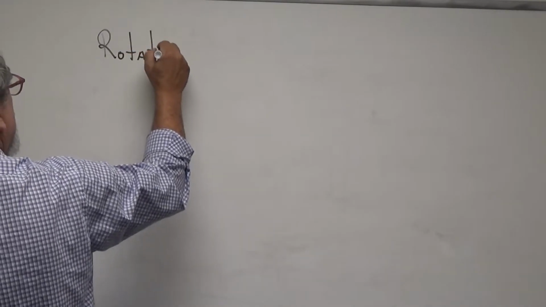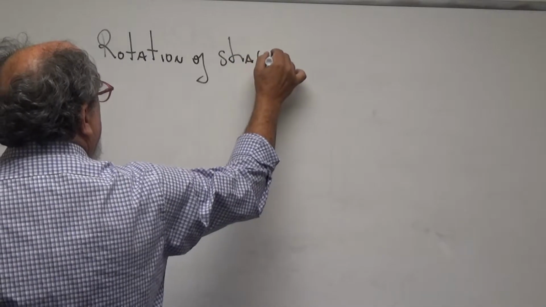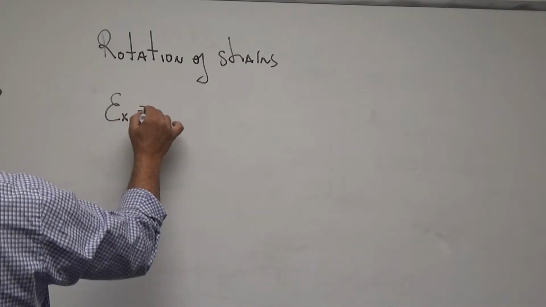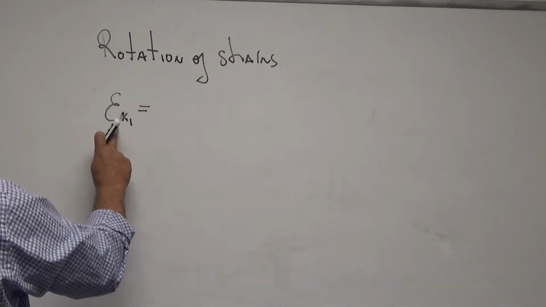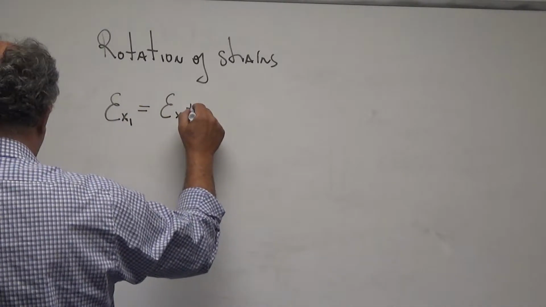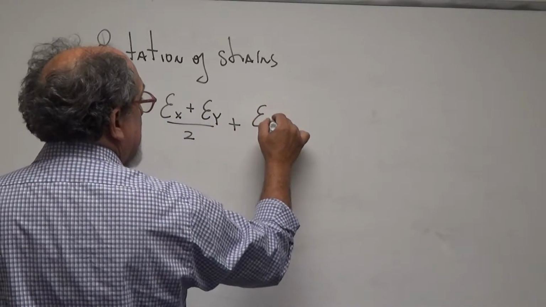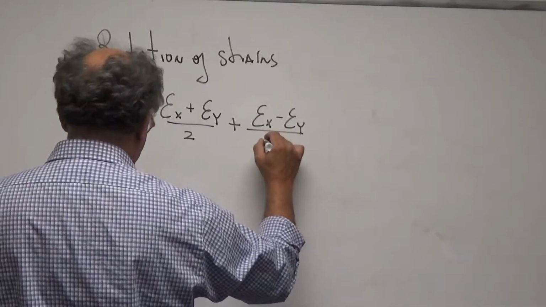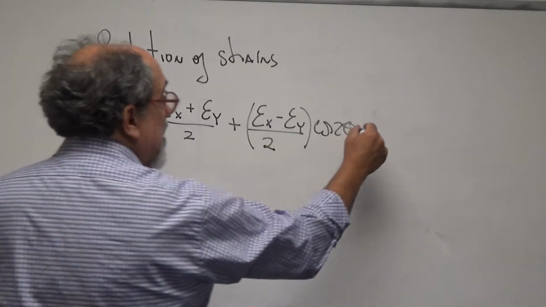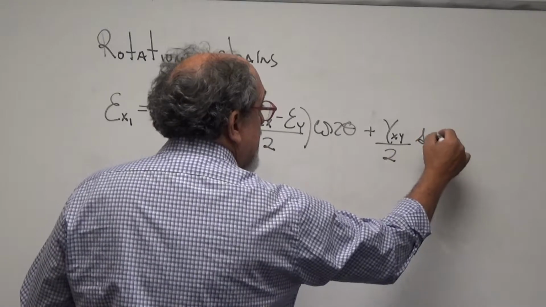So the rotation of strains is done like this. You will notice the similarity, it's almost perfect with stresses. So the strain in the rotated axis x1, I'm calling x1 the rotation, is the strain in x plus the strain in y divided by 2, plus the strain in x minus the strain in y divided by 2 times the cosine of 2 theta, plus gamma, the shear strain gamma xy divided by 2 times the sine of 2 theta.